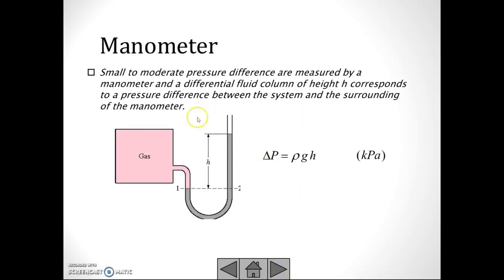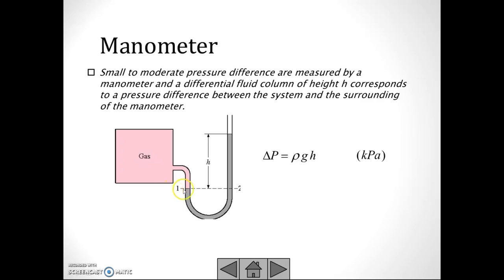Manometer. This is what a manometer looks like. Small to moderate pressure differences are measured by a manometer, and a differential fluid column of height h corresponds to a pressure difference between the system and the surrounding of the manometer. As you can see, this is an example of a tank. We have a tank of gas. This is the manometer. The fluid flows here.